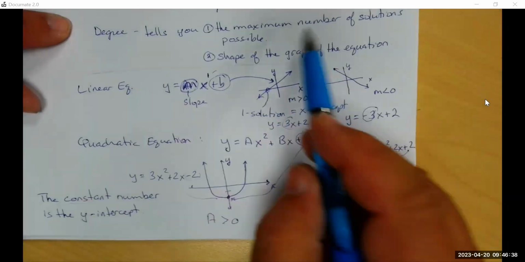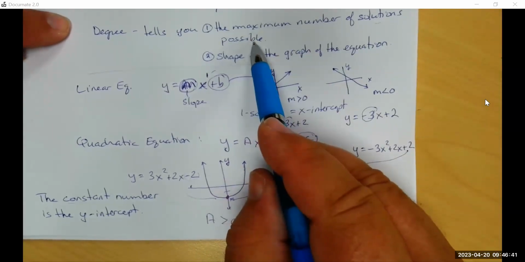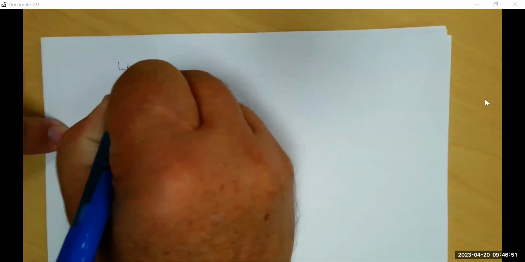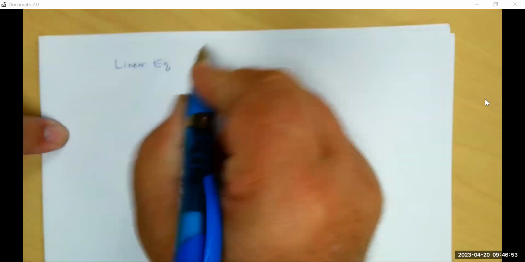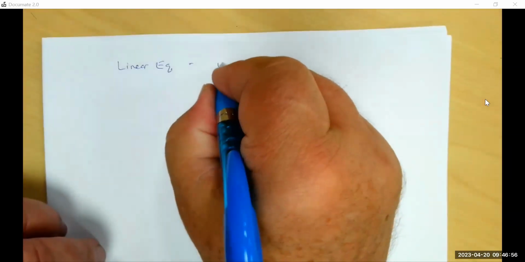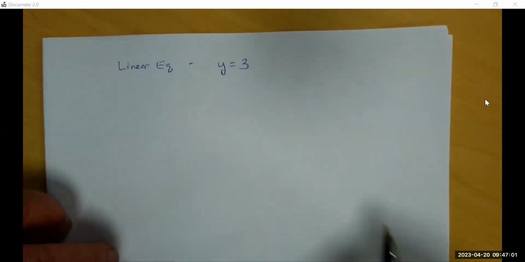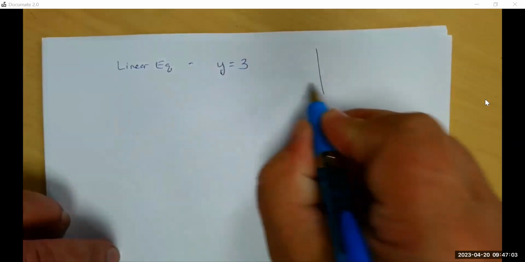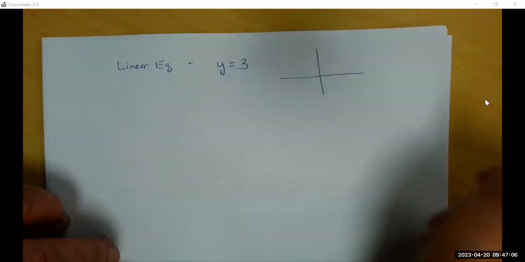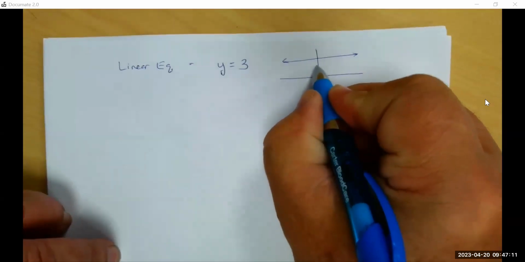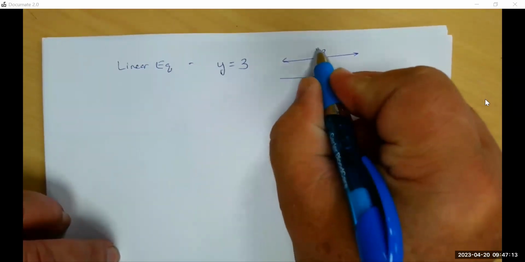Remember, the degree also tells us the maximum number of solutions. Why did I say maximum? Because in linear equations, you can have an equation that looks like this. It'd be like this, a horizontal line going through the point 3.